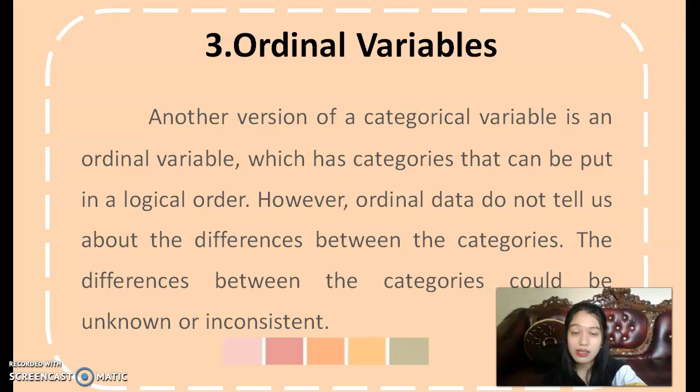And the last is ordinal variables. Another version of a categorical variable is an ordinal variable, which has categories that can be put in logical order. However, ordinal data don't tell us about the differences between the categories. The differences between the categories could be unknown or inconsistent.